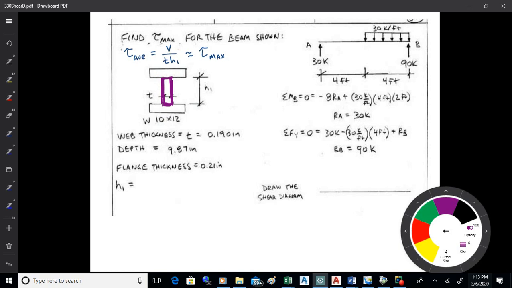Okay, so why don't you just take a minute and get a shear diagram given the loading diagram there. What's that going to look like? Just for a little bit of practice on that.